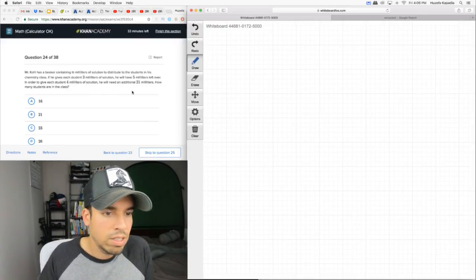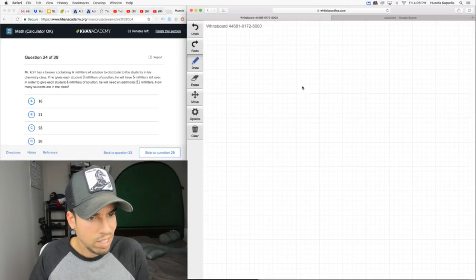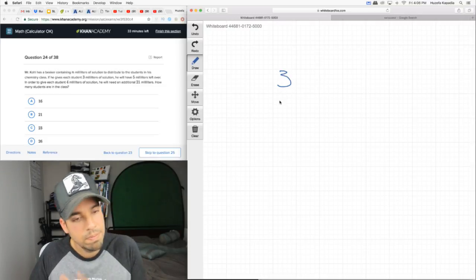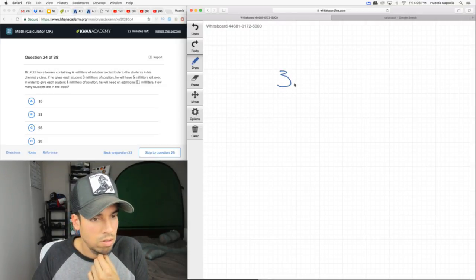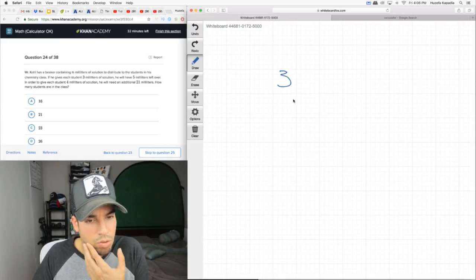Mr. Cole has a beaker containing n milliliters of solution to distribute to the students in his chemistry class. If he gives each student 3 milliliters of solution, he will have 5 milliliters left over. In order to give each student 4 milliliters, he will need 21 additional milliliters.